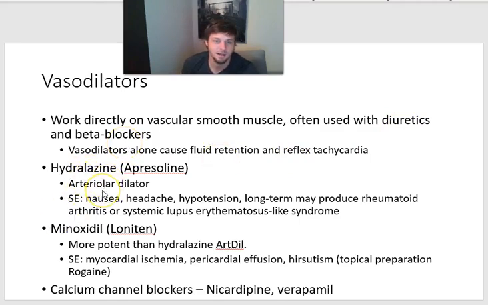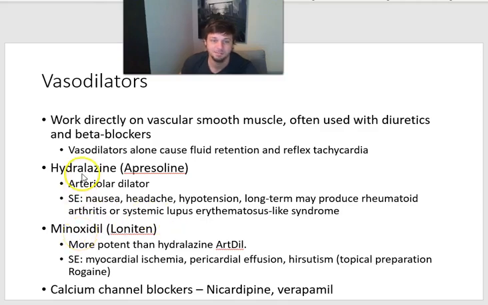Hydralazine is going to be a really good arterial dilator. So it dilates the arteries, which is going to decrease that systolic blood pressure for you. Causes nausea, headache, hypotension. Long-term use may produce rheumatoid arthritis or systemic lupus erythematosus-like syndrome. And so it gives you lupus-like symptoms.